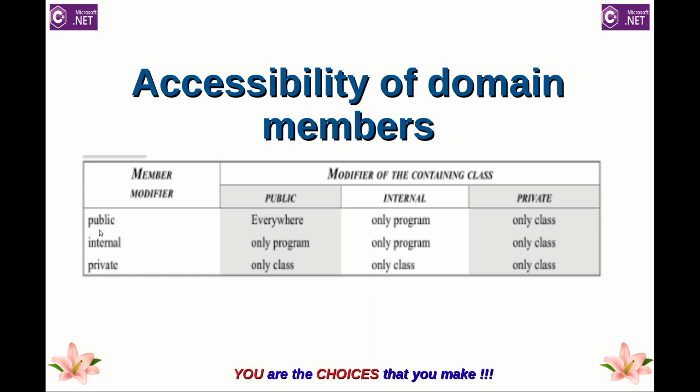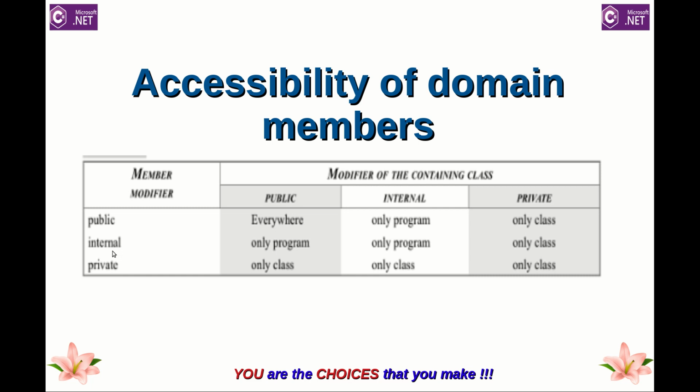So if the member is public and the class is internal, then the member can be accessed only in the program. In the same way, if the member is public but the class is private, then it can be accessed only inside the class. But if the member is internal but the class is public, then also the member will be accessed only in the program. If both are internal, then also it will be accessed only in the program.